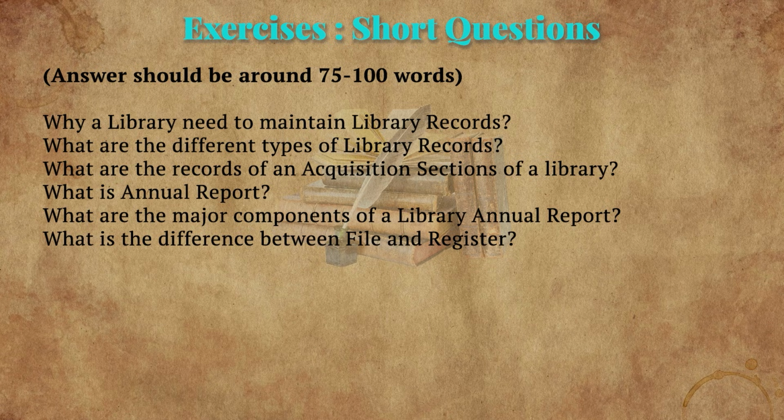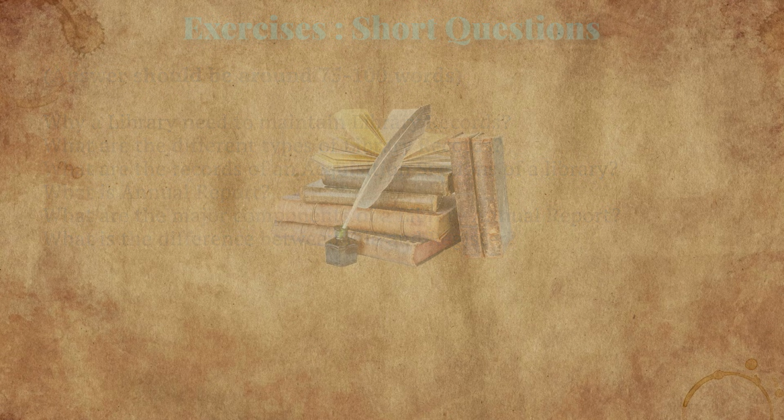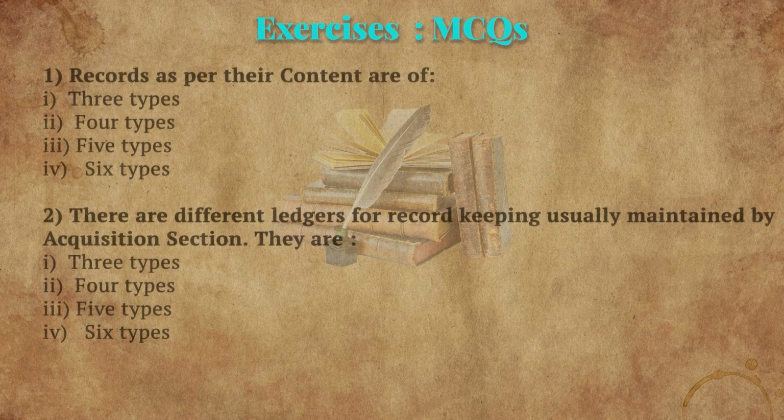And if I talk about some MCQ questions, a sample MCQ question: records as per their content are of 3 types, 4 types, 5 types, 6 types. So you have to pick up the right option. I think you can guess the right answer from my deliberation. Second question may be that there are different ledgers for record keeping usually maintained by the acquisition section. They are 3 types, 4 types, 5 types, 6 types. So the right one you have to note down or tick.